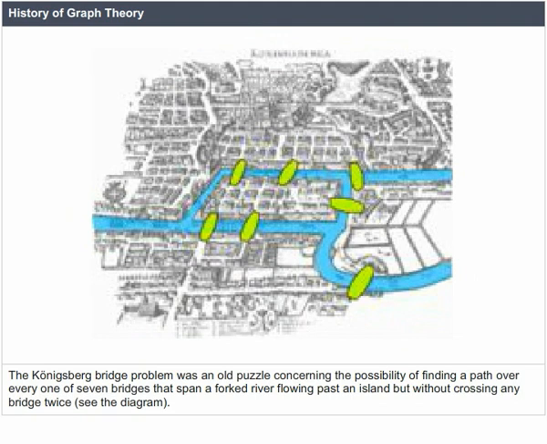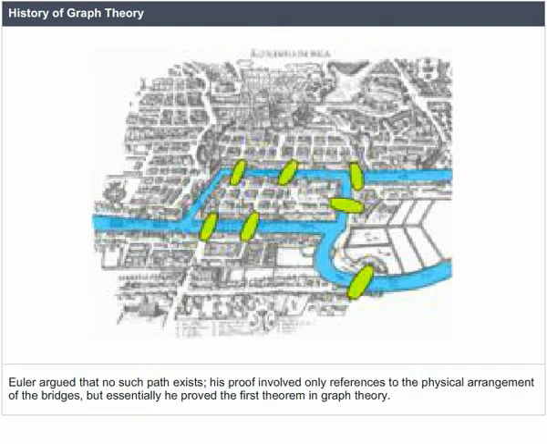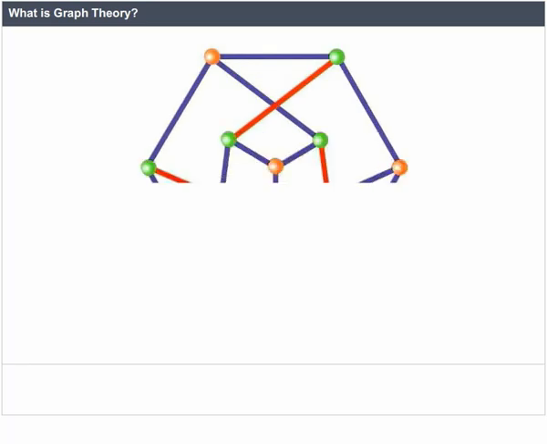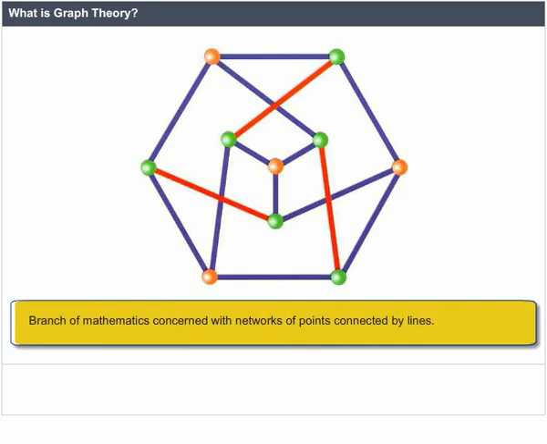See the diagram. Euler argued that no such path exists. His proof involved only references to the physical arrangement of the bridges, but essentially he proved the first theorem in graph theory. What is graph theory? A branch of mathematics concerned with networks of points connected by lines.